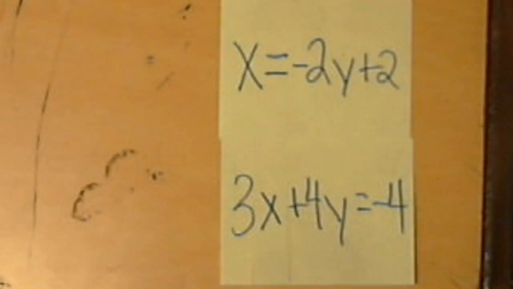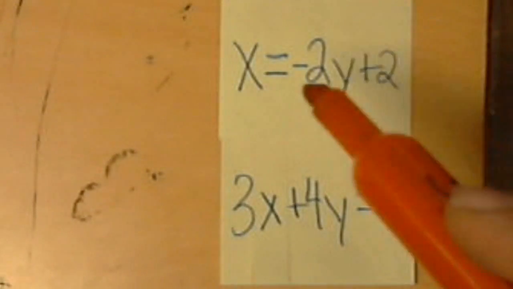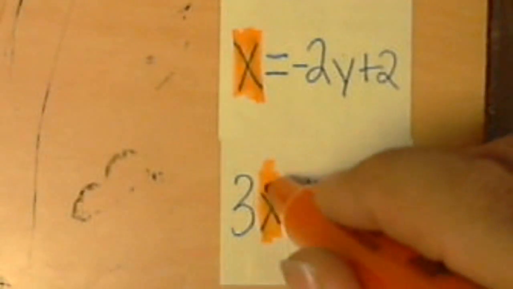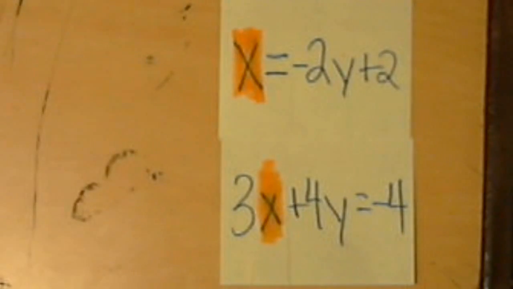All right, in this example, we have already solved for x. We got negative 2y plus 2. So we know that x equals negative 2y plus 2. We need to identify the x in both equations, so I'm going to identify the x in the second equation as well. And so there they are both identified.